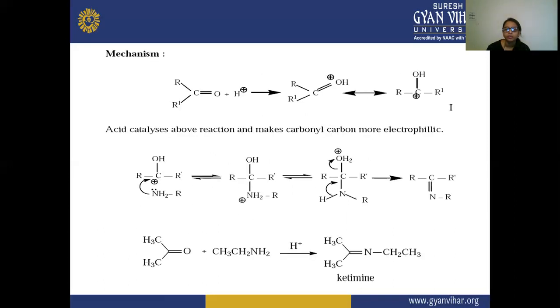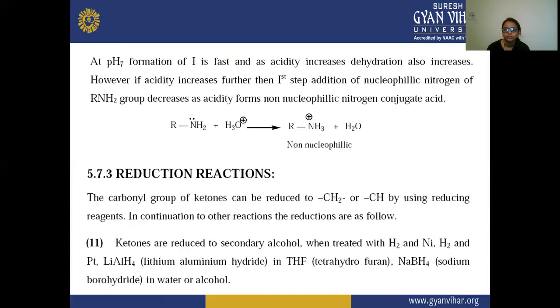Next is the mechanism of this. Here you will see that this ketone is reacting with this acid halide and there is a formation of this anion. A cation is formed here, and after that this cation, this positive portion, is attacked by this primary amine. There is a formation of this ketimine.